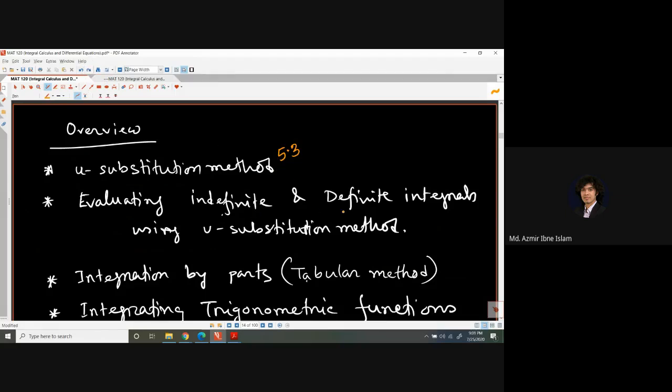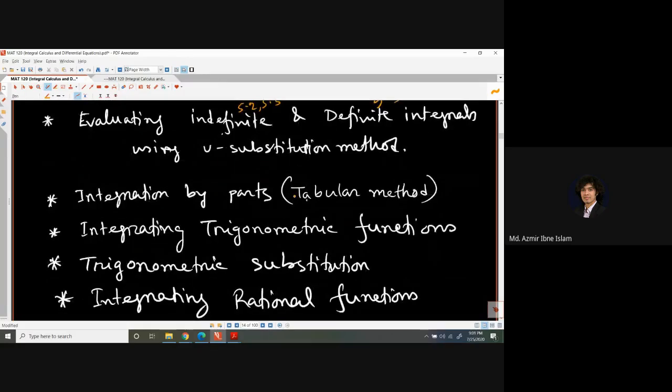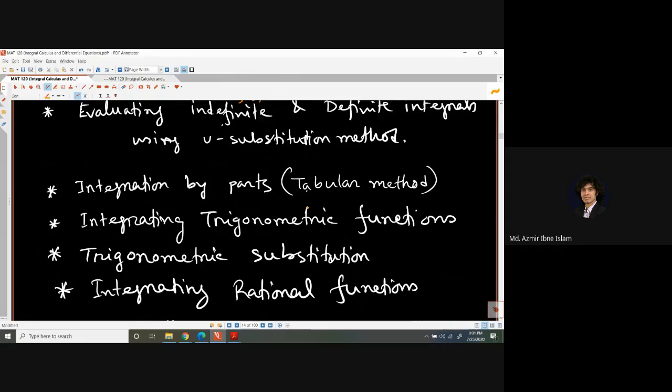Okay, then evaluating indefinite and definite integrals can be found in section 5.9, and the indefinite integral part can also be found in 5.2 and 5.3. Is that okay? I'm just mentioning this book so that you can find whatever contents you need directly from your books. Then integration by parts can be found in section 7.2. Also the tabular method is there.